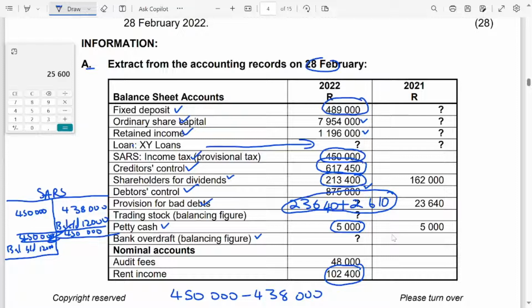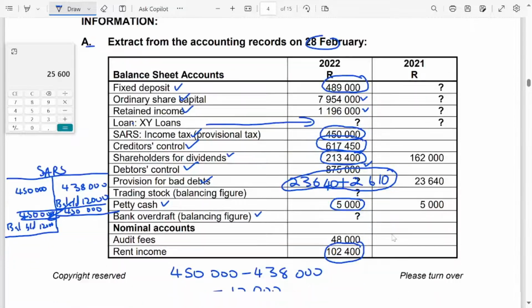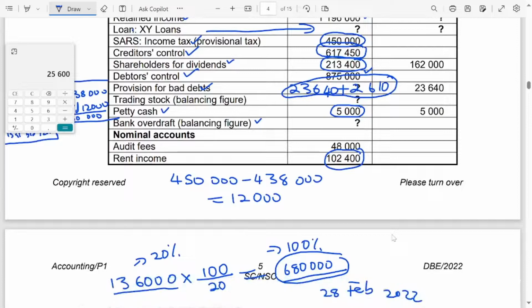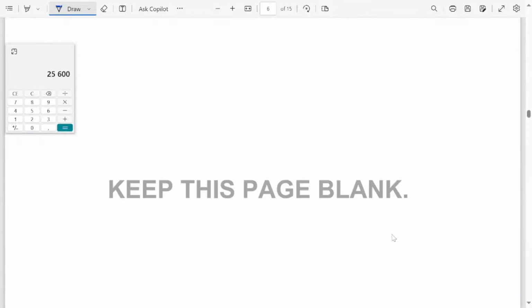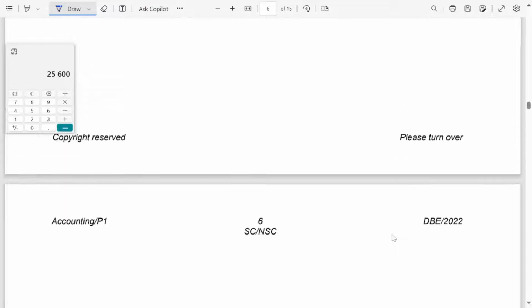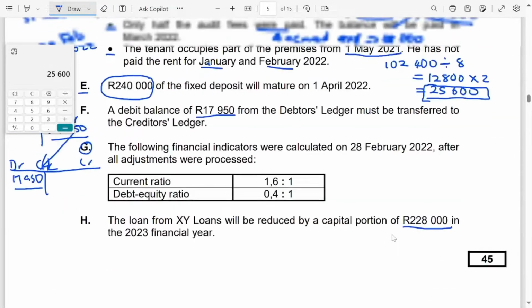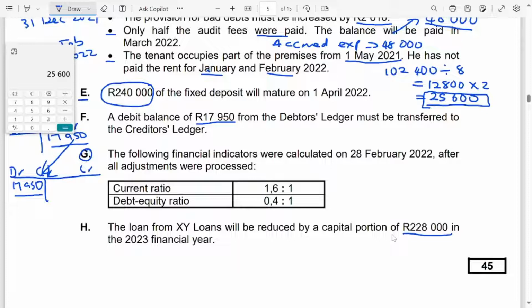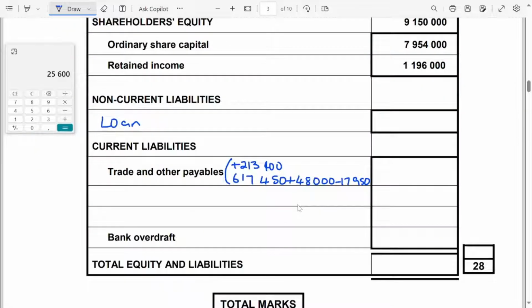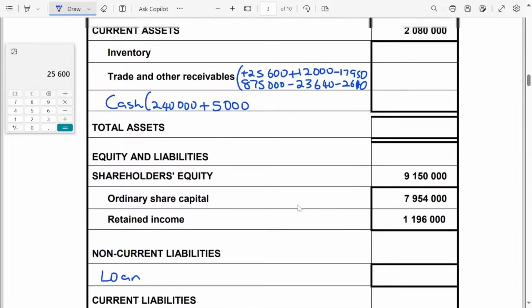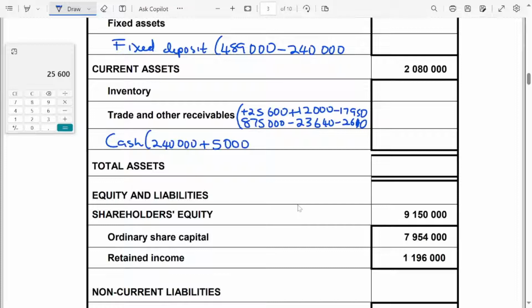So with this, it means that we're done. You just need to go and use these financial indicators. Let's go and check the current assets. They said that this one is a balancing figure, right? So let's get the total for this one.